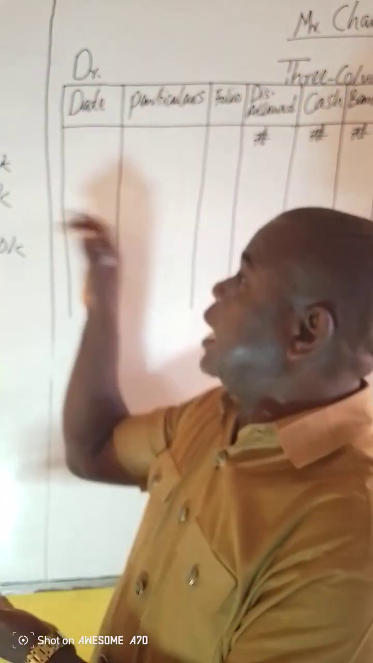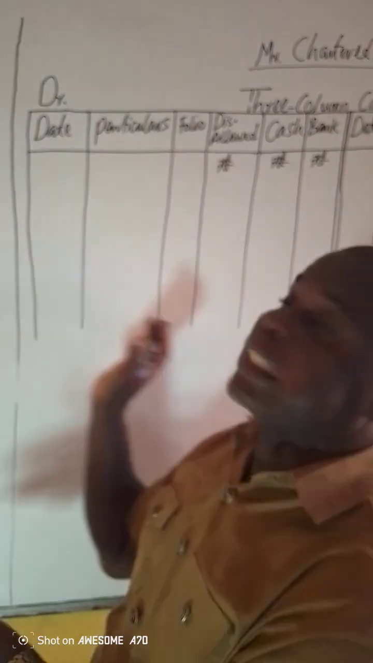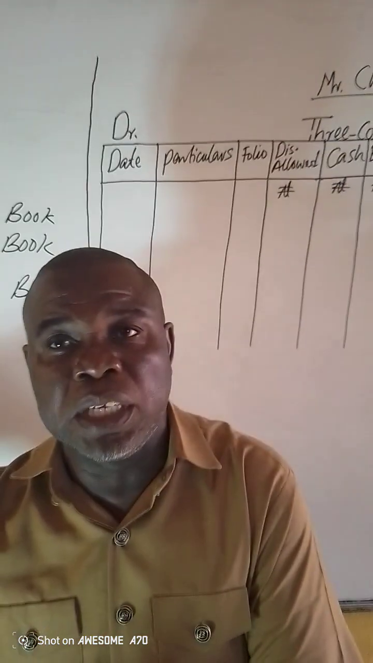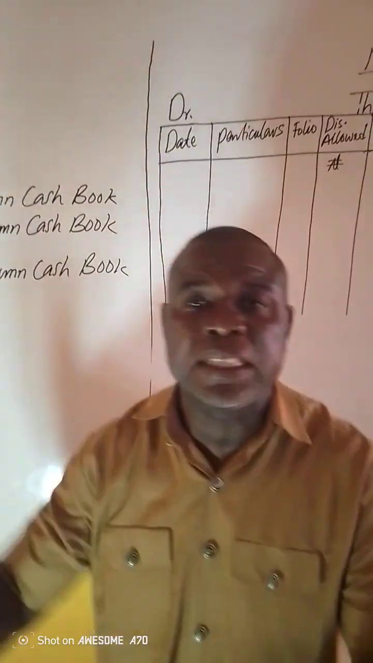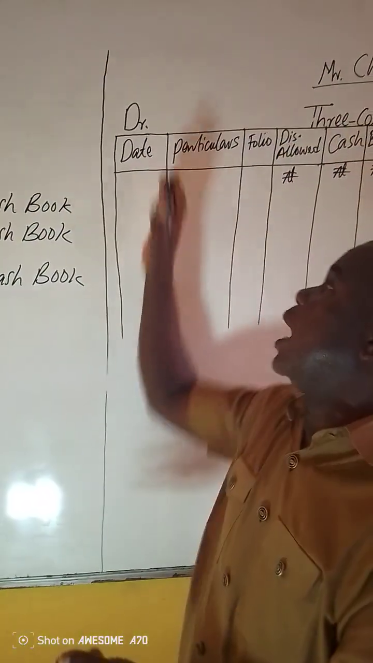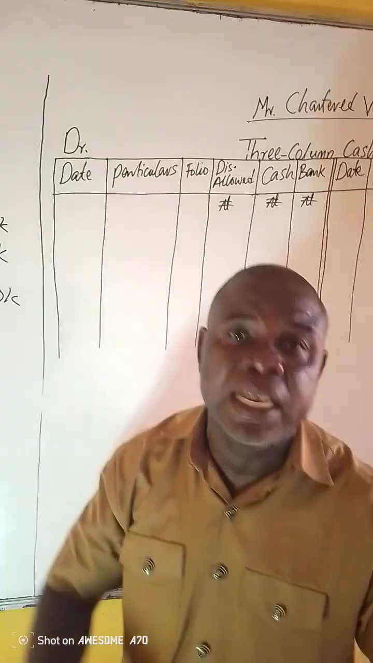And that is why, as sales is on the debit side, discount allowed will also go with sales, because it is when you make sales and you are receiving money from customers that you allow discount. And that's the second reason why the discount allowed column is found on the debit side.